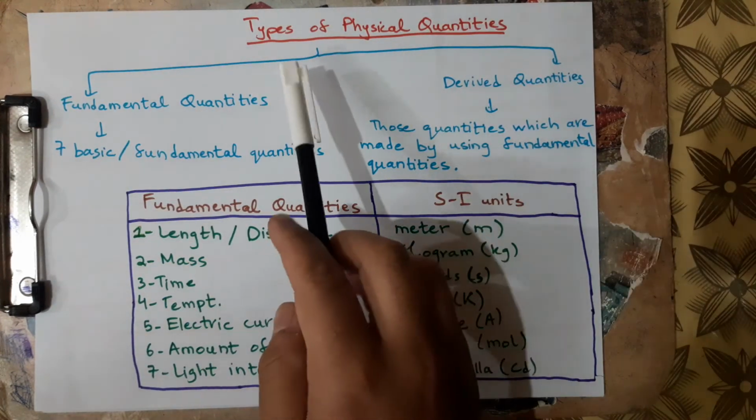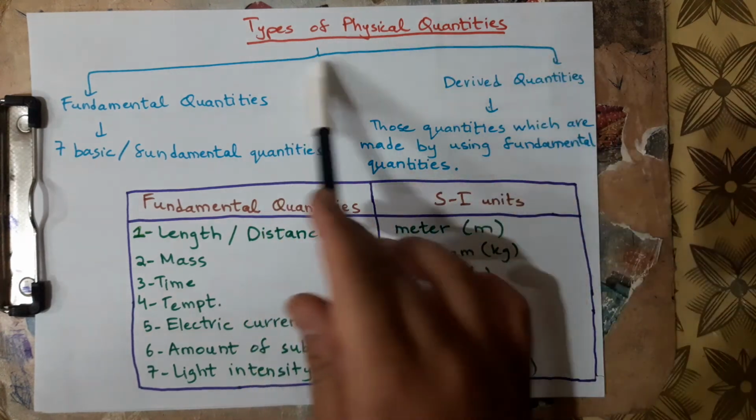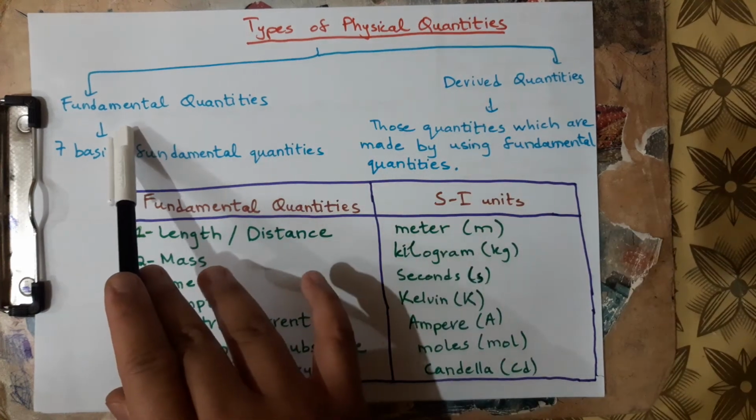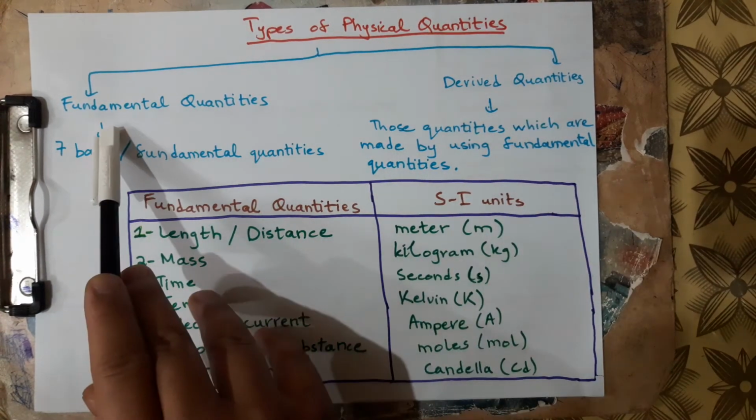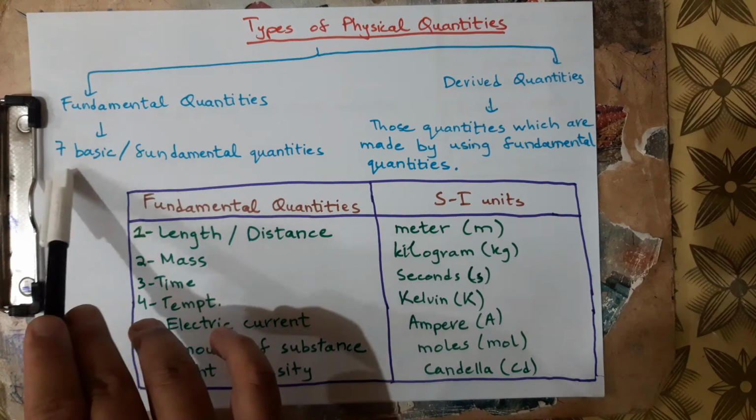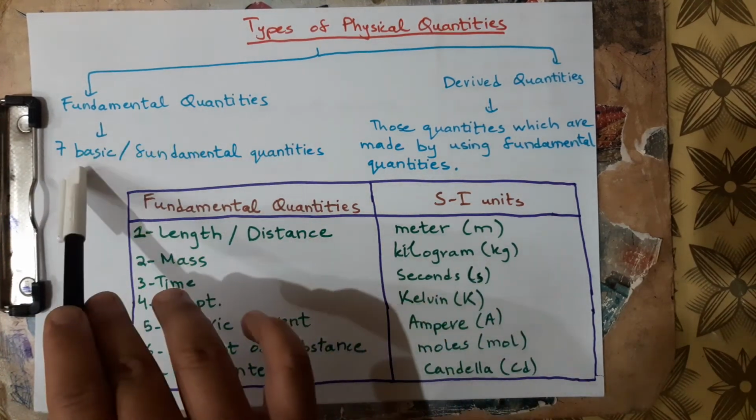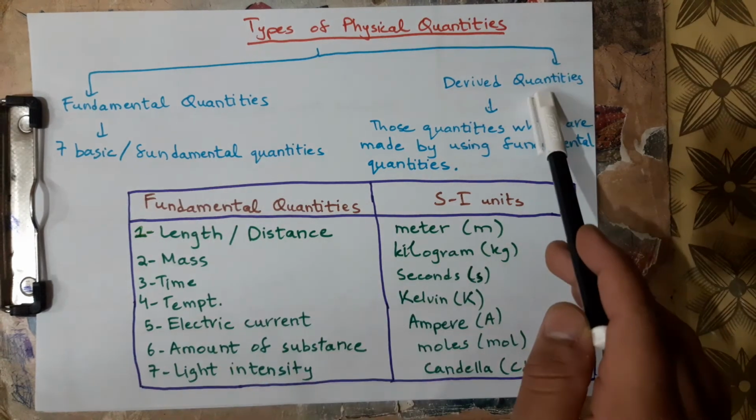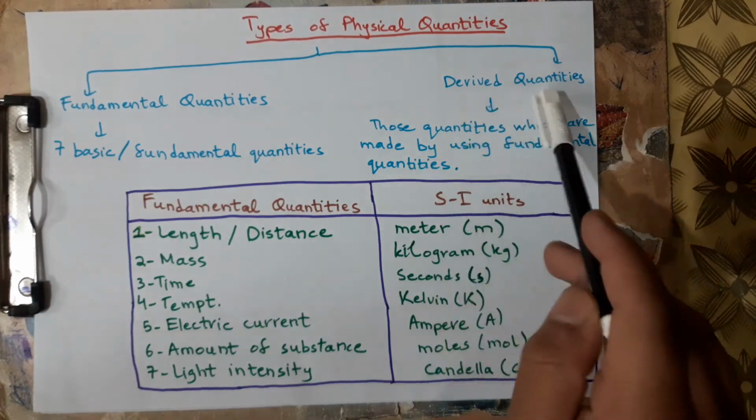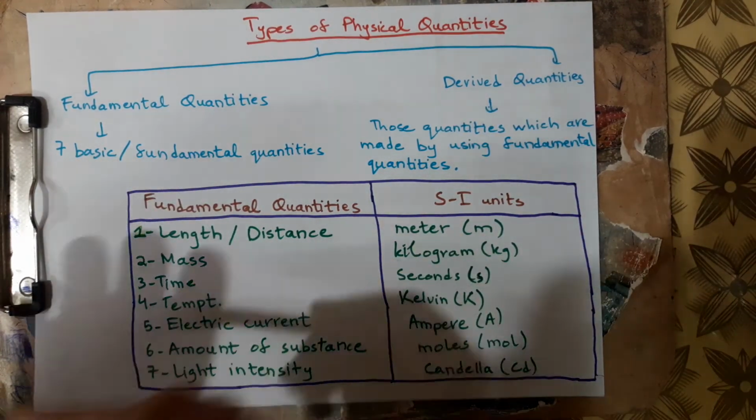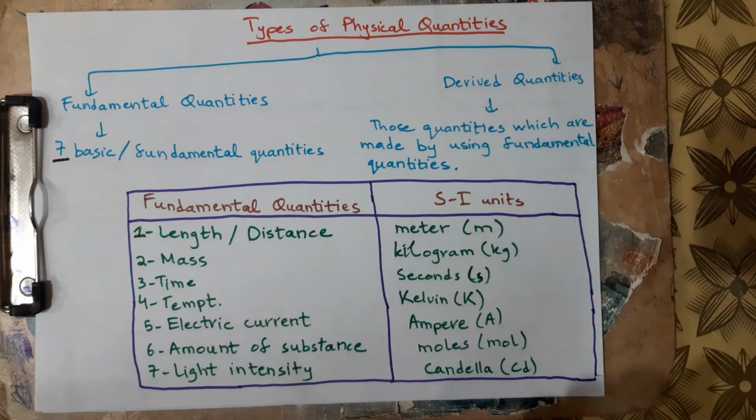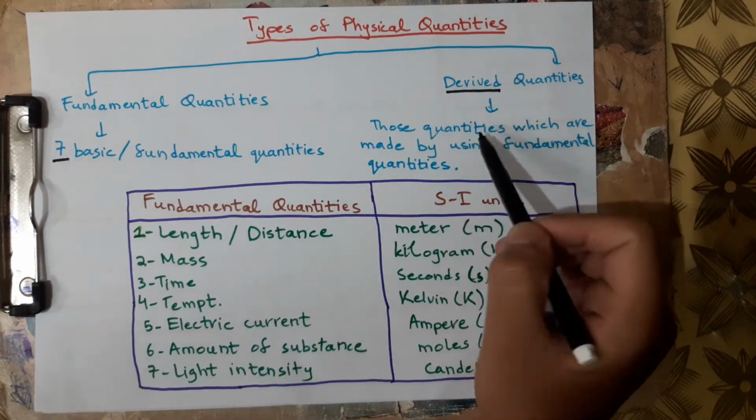Now moving ahead, we are now on types of physical quantities. There are two types of physical quantities. One is fundamental quantities and the other is derived quantities. Coming to fundamental quantities, these are seven basic or fundamental quantities. Whereas the derived quantities are those quantities which are made by using these seven basic or fundamental quantities. They are derived from these. That's why their name is also derived.